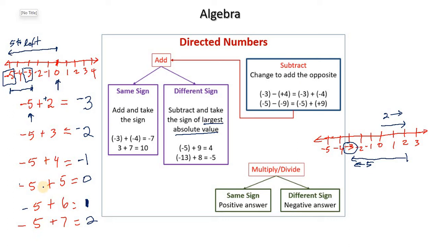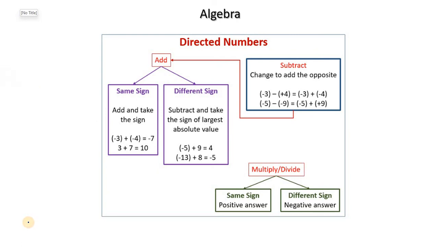So what about when the signs are the same? When the signs are the same, you add. Let's look at that now. So let's say we are at the origin. 1, 2, 3. I mean, this one we have been doing since primary school. We add and keep the sign.